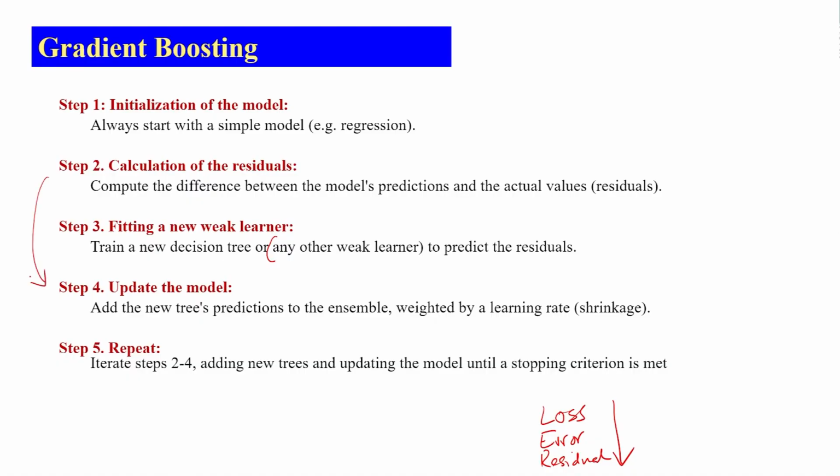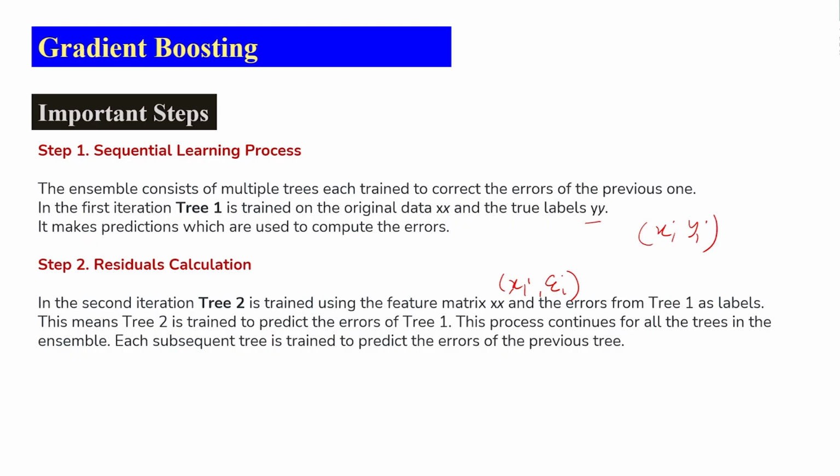So, this process will continue and go back and forth. Steps 2 and 4 are repetitive, or iterative. This is the main difference between AdaBoost and gradient boosting. In gradient boosting, first we calculate the error, and then the next tree is trained to predict the errors of the previous tree. Remember this. This is the main difference between AdaBoost and gradient boosting.